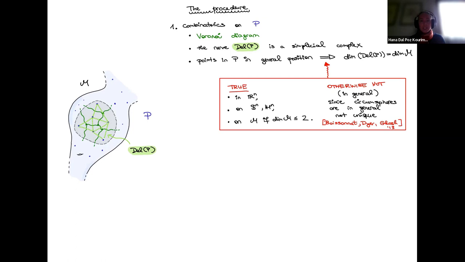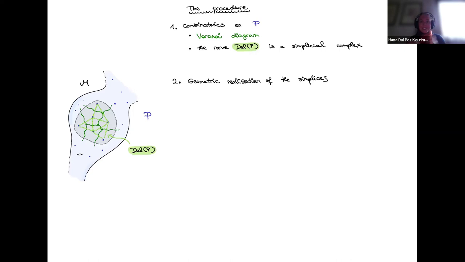All right, so suppose we miraculously succeeded in the first step. The next step is, say I take a simplex of the Delaunay simplicial complex and I want to realize it, so I want to draw it on the manifold.